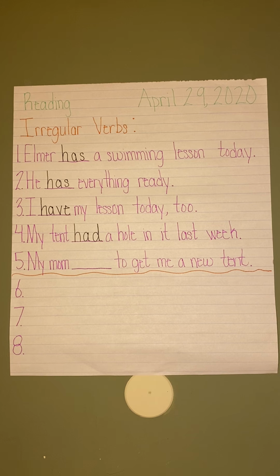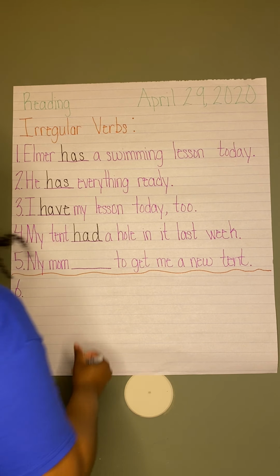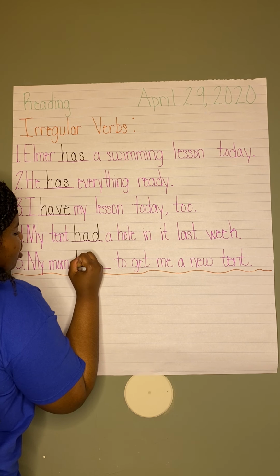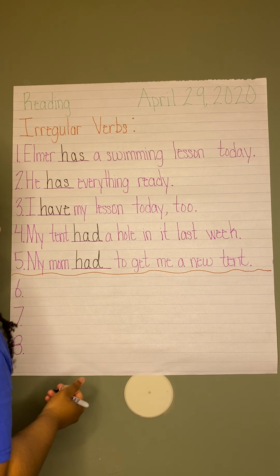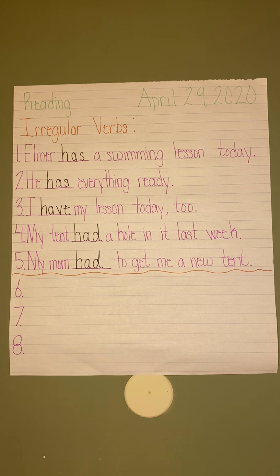If you said the word had, that is correct. You're going to circle the word had, and then write the word had in the sentence. So your sentence will read, my mom had to get me a new tent. So again, you're going to rewrite the sentence with the word had in it.